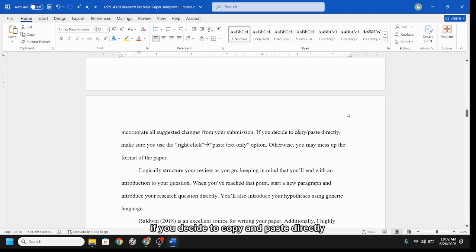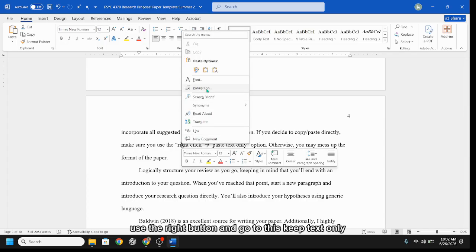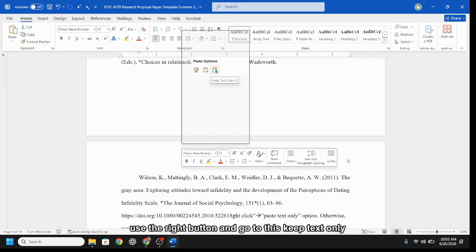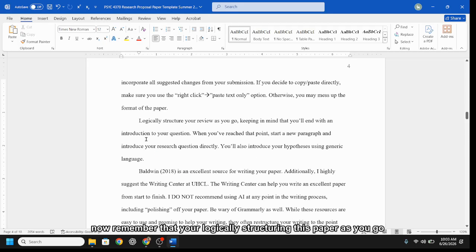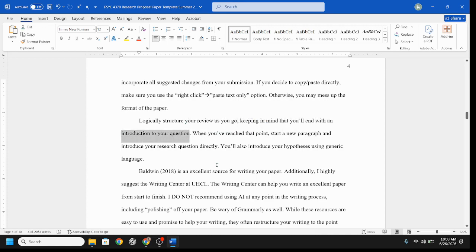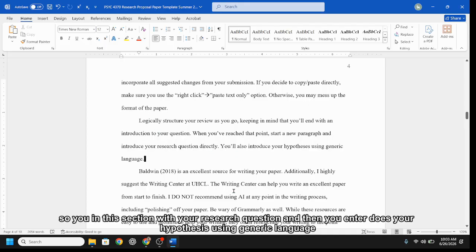If you decide to copy and paste directly, use the right button and go to Keep Text Only. That helps preserve the format of the paper. Now remember that you're logically structuring this paper as you go, and your introduction is going to end with your research question. So you end this section with your research question, and then you introduce your hypothesis using generic language.